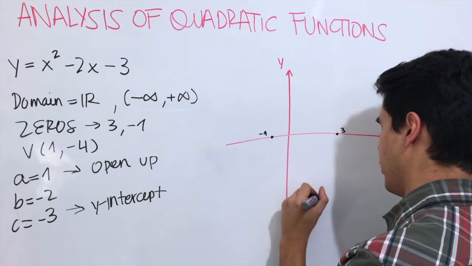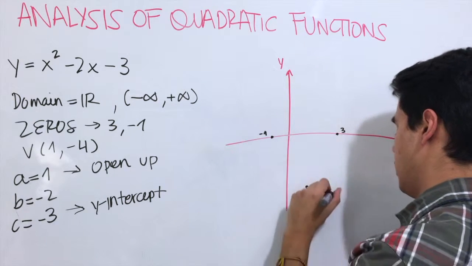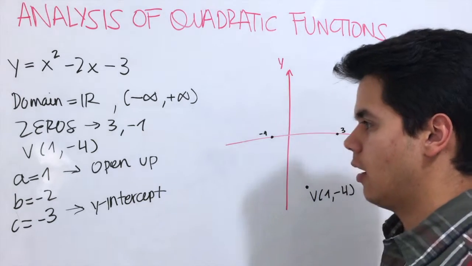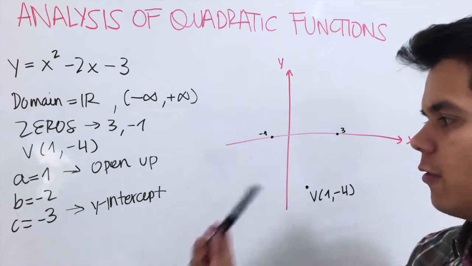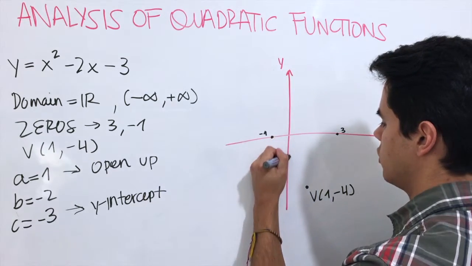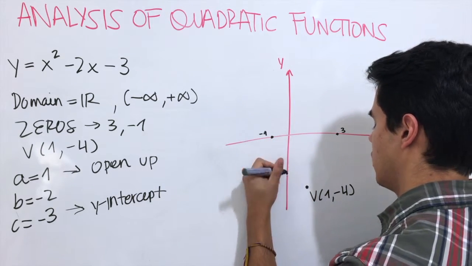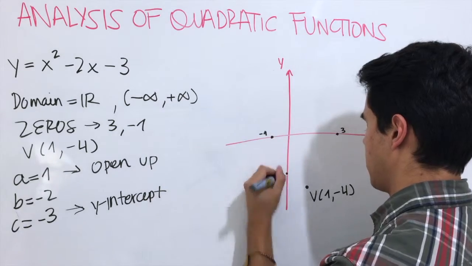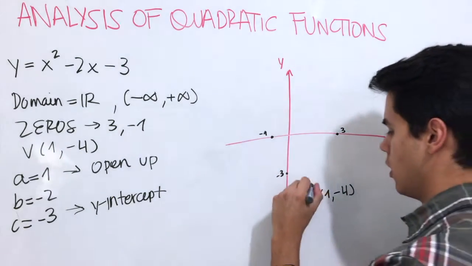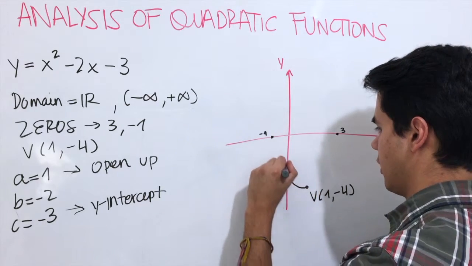Here's going to be our vertex. Finally, we have our y-intercept, which is -3. So 1, 2, 3, -3. And we know that our parabola is going to open up. So it's going to look something like this.